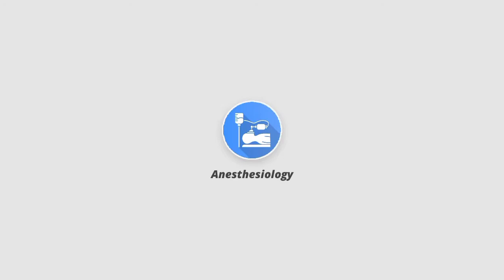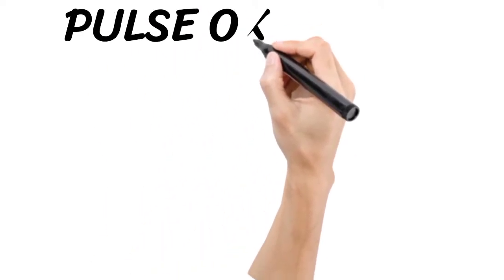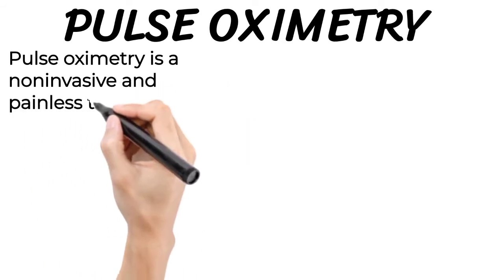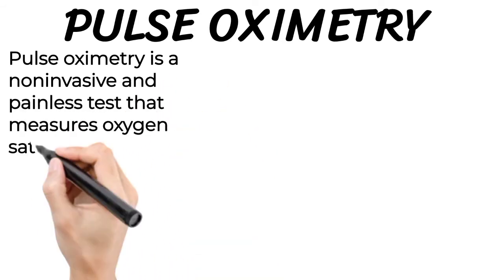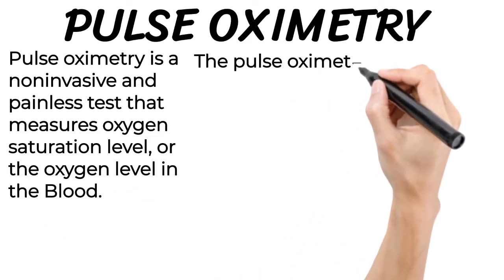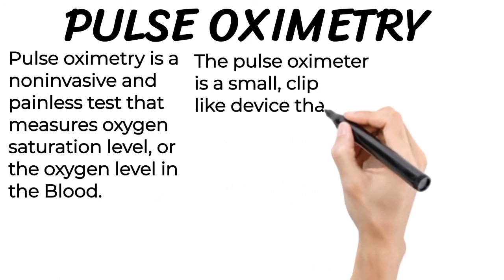Pulse oximetry. Pulse oximetry is a non-invasive and painless test that measures oxygen saturation level, or the oxygen level in the blood. The pulse oximeter is a small, clip-like device that attaches to body parts, like toes or an earlobe.